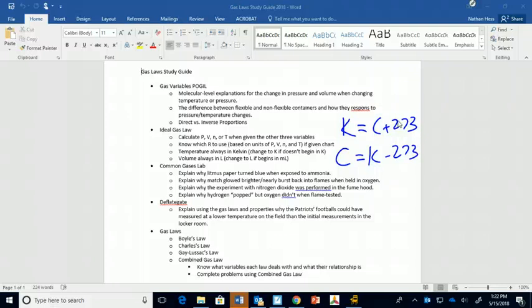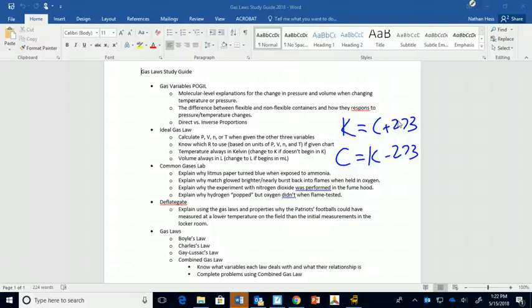Why did the litmus paper turn blue when we exposed it to ammonia? Because ammonia is a base, right? It has a pH that's very high. And litmus paper, when you expose it to a base, it turns blue. Blue base, red for acid.